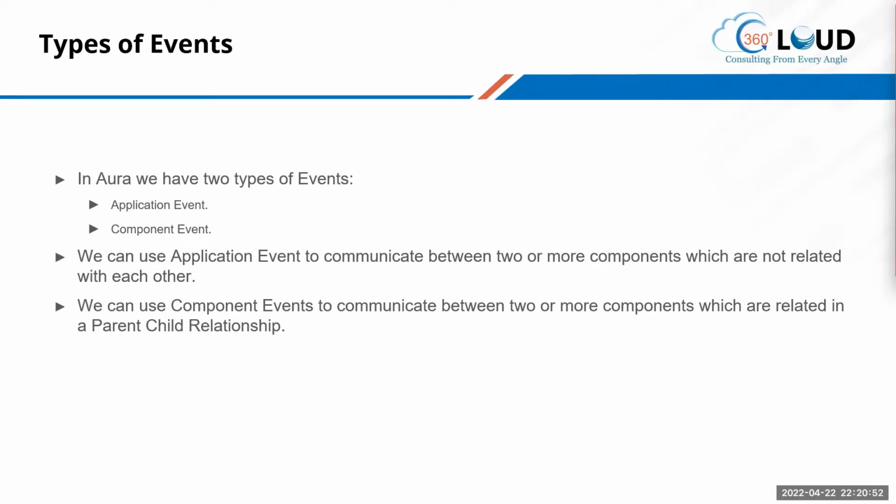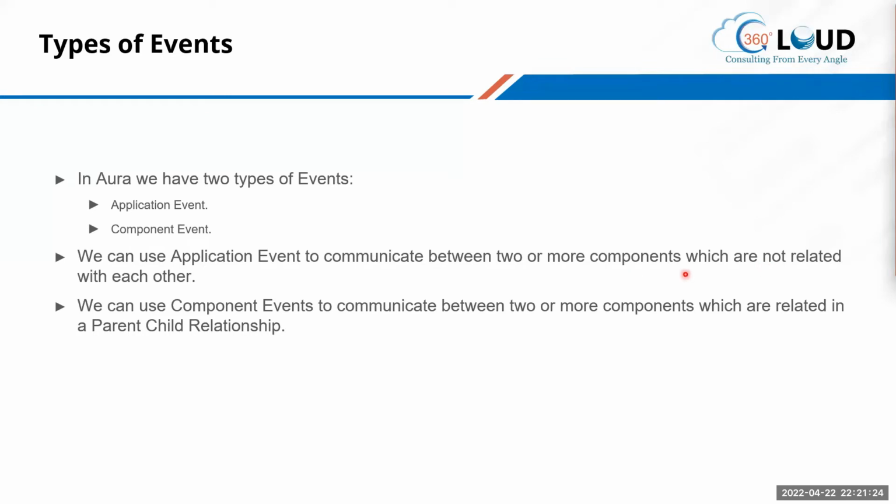So basically, you are half right and half wrong. There are two types of events, and these are obviously used for communication. We have application event and component event. As it is denoted over here, application event is used to communicate between two or more components which are not related with each other.